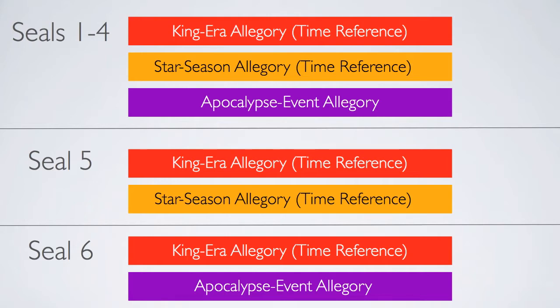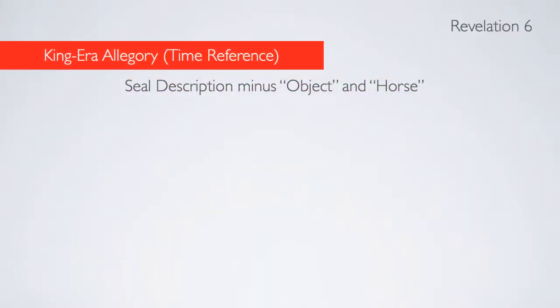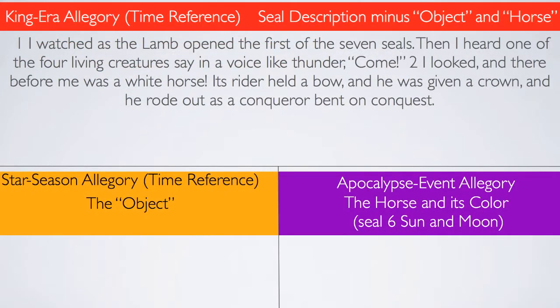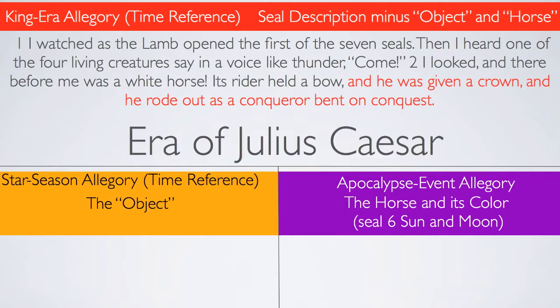The most simple way to divide each seal is to remove the horse and what we can call the object. The King Era allegory is basically the description minus whatever other object is there. In the first seal, the King Era allegory is, "and he was given a crown and he rode out as a conqueror bent on conquest." This King Era is the era of Julius Caesar. It is only a time reference.